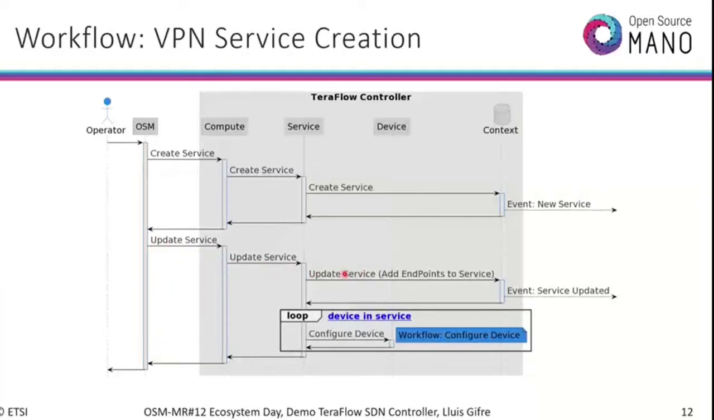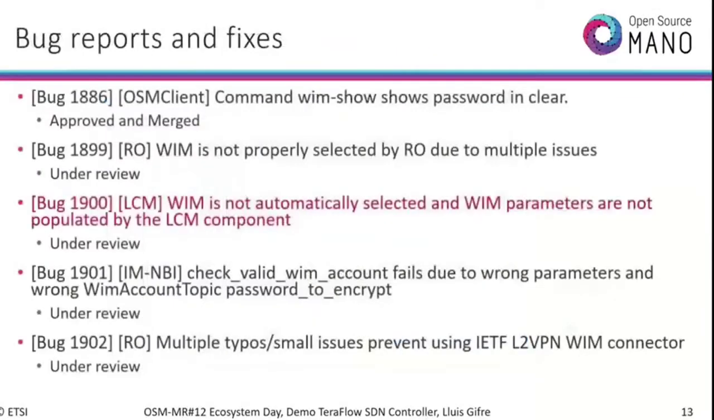For each addition of a new endpoint to the service, we configure the appropriate device rules that are needed to establish the connectivity service. And for achieving that, we had to solve some different bugs and issues. The majority of them are minor things like typos here and there, maybe some function with wrong parameters. But the big one is the one that is highlighted, the implementation of this LCM functionality for automating the use of the WIM infrastructure manager.